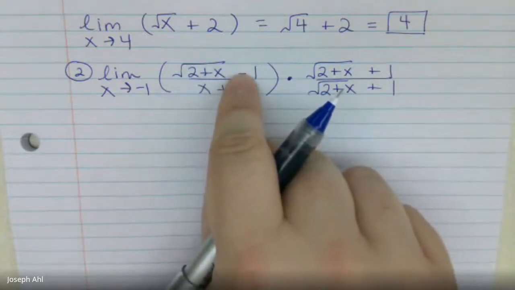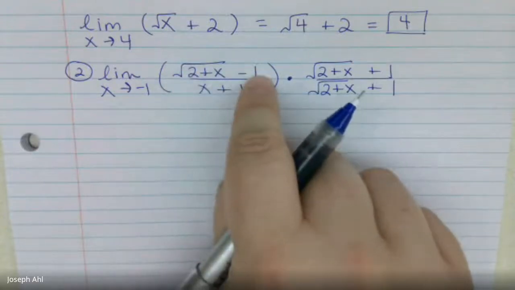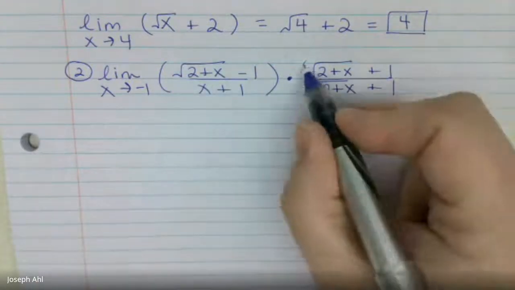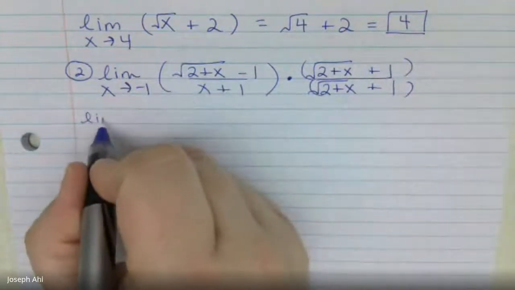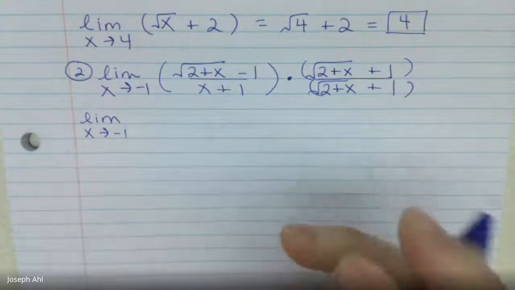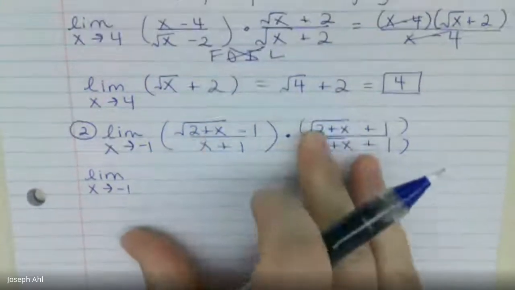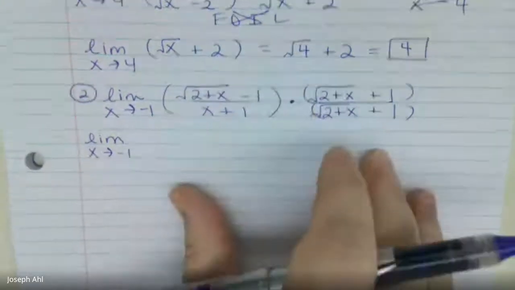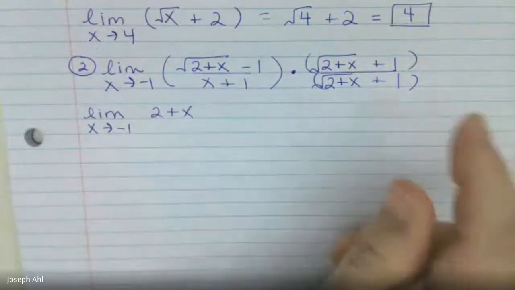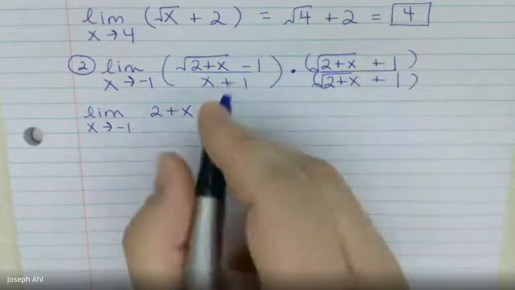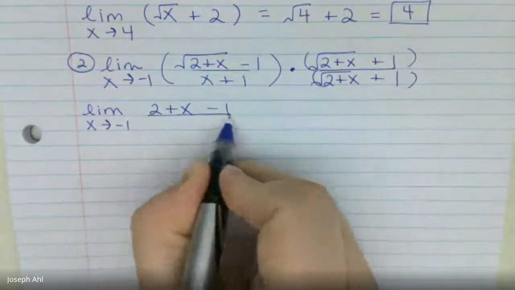It's just the sign on the outside that separates the radical and the constant there. Okay, so when I go to do that conjugate pair in the numerator, it's the limit as x approaches negative 1 of, remember for the conjugate pair, I'm just doing the firsts and the lasts. So the first would be 2 plus x. The last would be negative 1 times 1, which is negative 1.